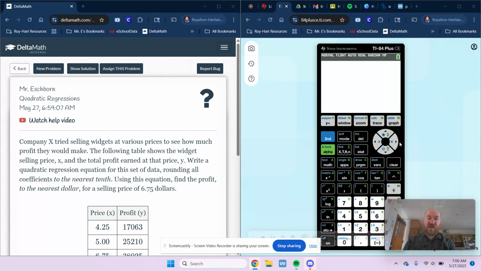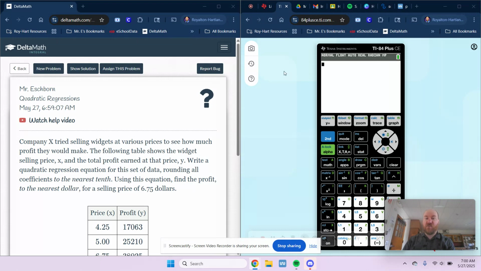Today we're going to focus on quadratic regression, but the process I show you will work for any type, whether it's linear, quadratic, exponential, logarithmic. The process is exactly the same. So I have on the screen here a question, and I also have a calculator. You absolutely need a calculator to do this.